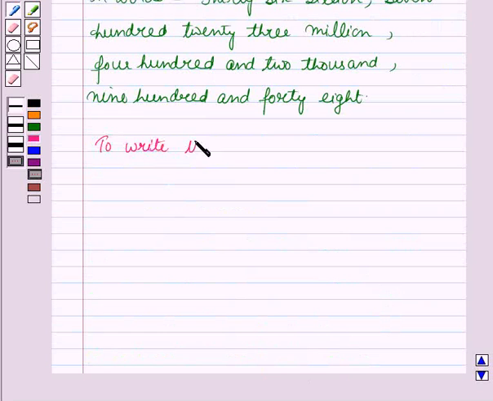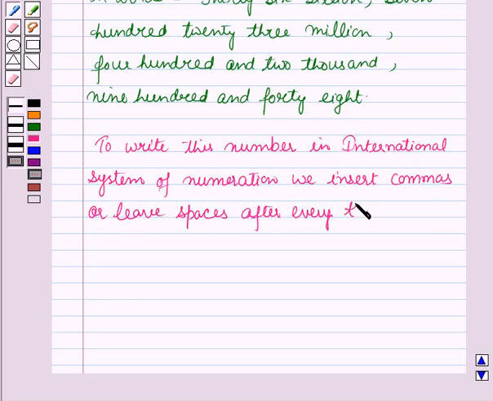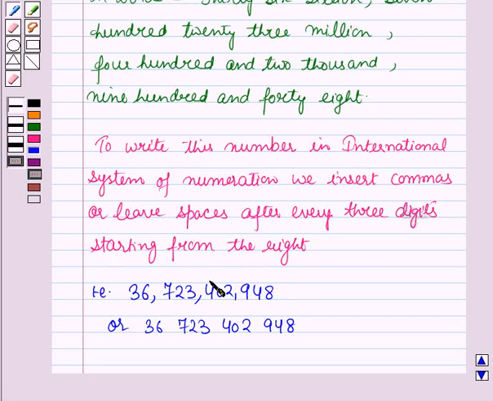Now to write this number in the international system of numeration, we insert commas or leave spaces after every three digits starting from the right. That is, like this, we can put the commas after every three digits starting from the right, or we can leave the spaces after every three digits starting from the right.